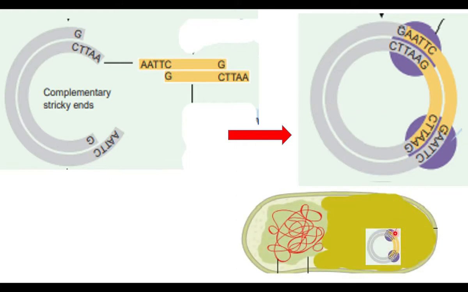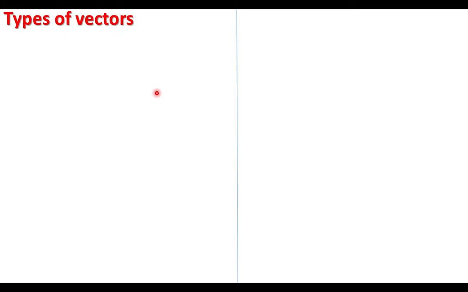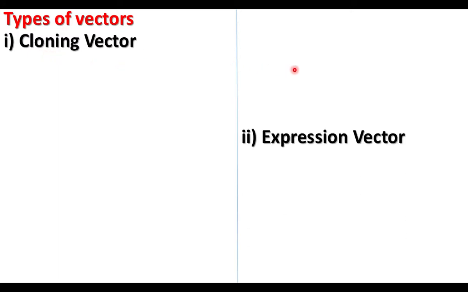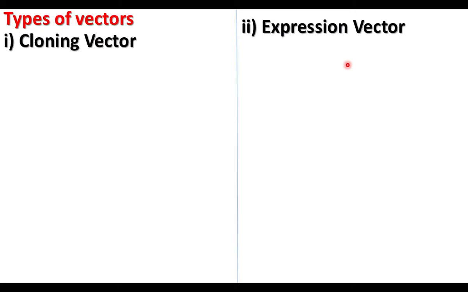This rDNA is inserted into the host cell. Now the host cell is called a transformed cell. Transformed cell has rDNA, that is recombinant DNA. The vectors are used for two purposes. First one is for cloning. What is cloning? Getting identical copies. To get identical copies, multiple copies of a foreign gene, cloning vectors are used. Expression vectors are used to get the products of the gene.